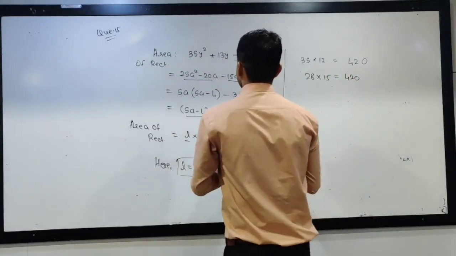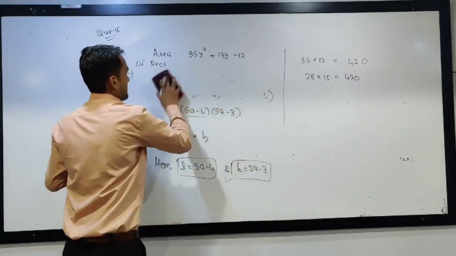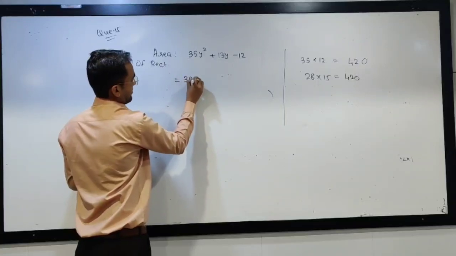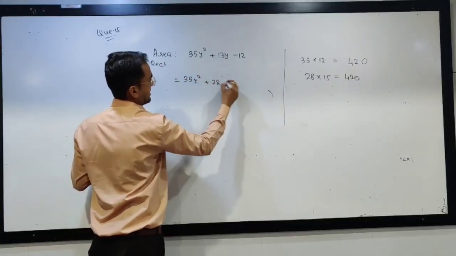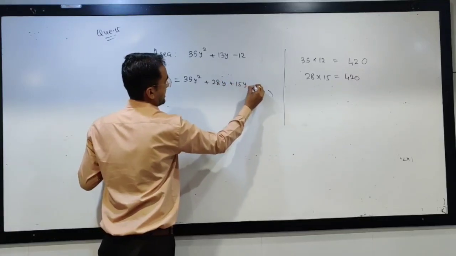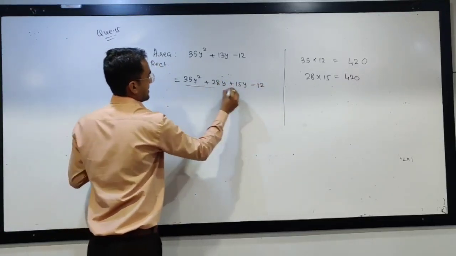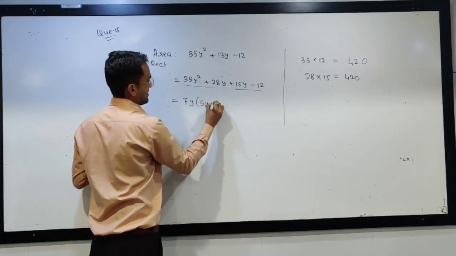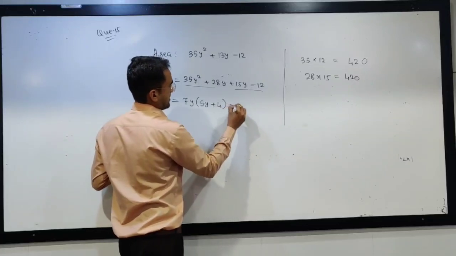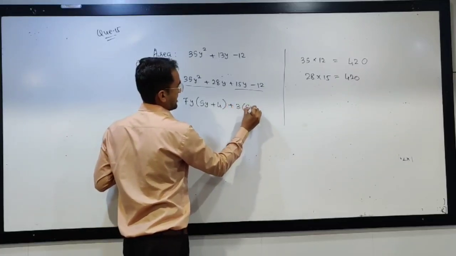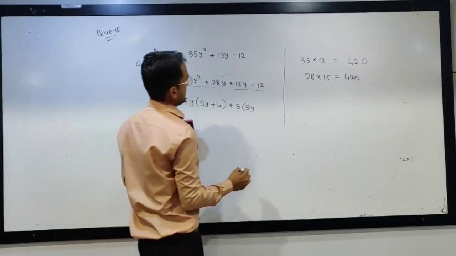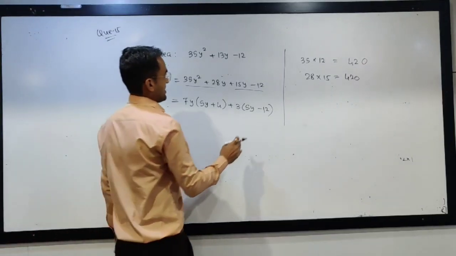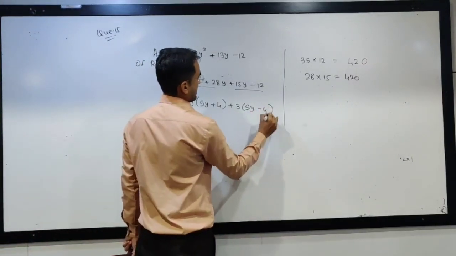Okay, so now what is here: 35y square, 28y, 15y minus 12. Do common. 7y, 7 5s are, 4s are. 3 5s are. Again some problem is there, 5y, 4s are.